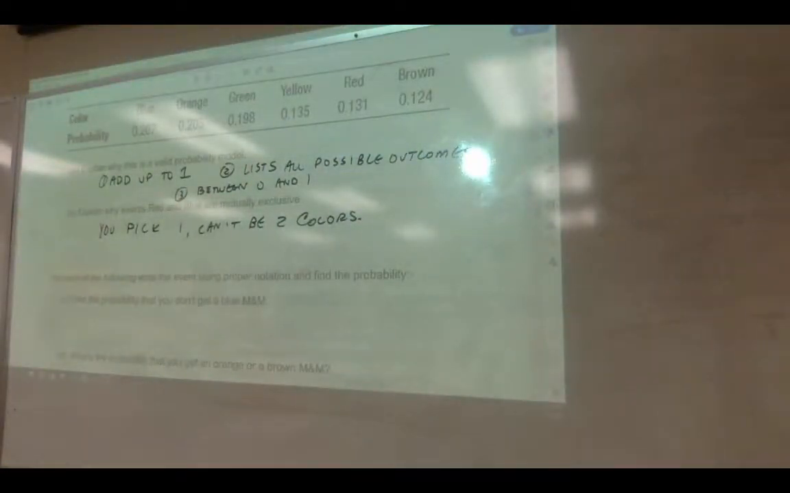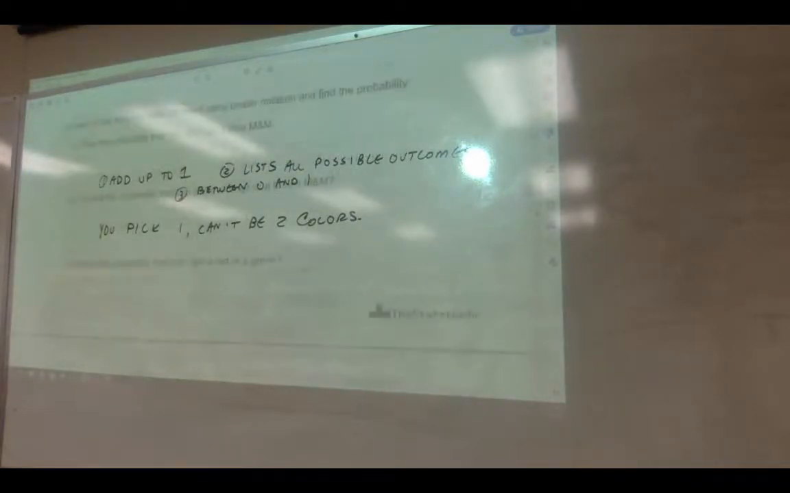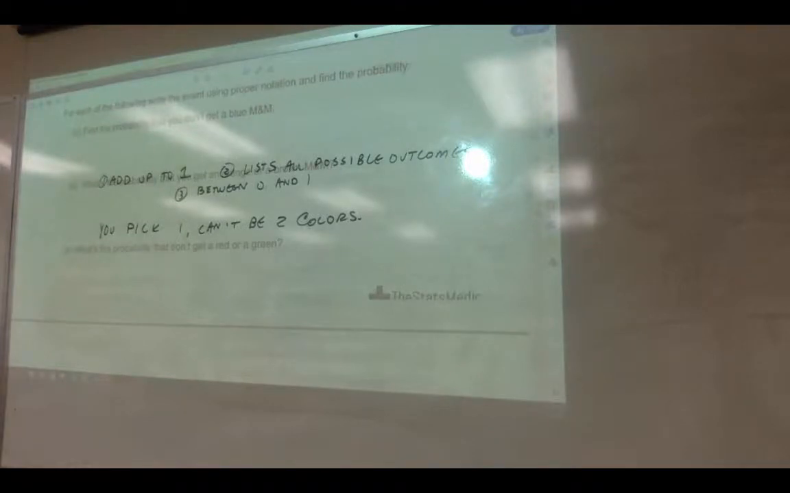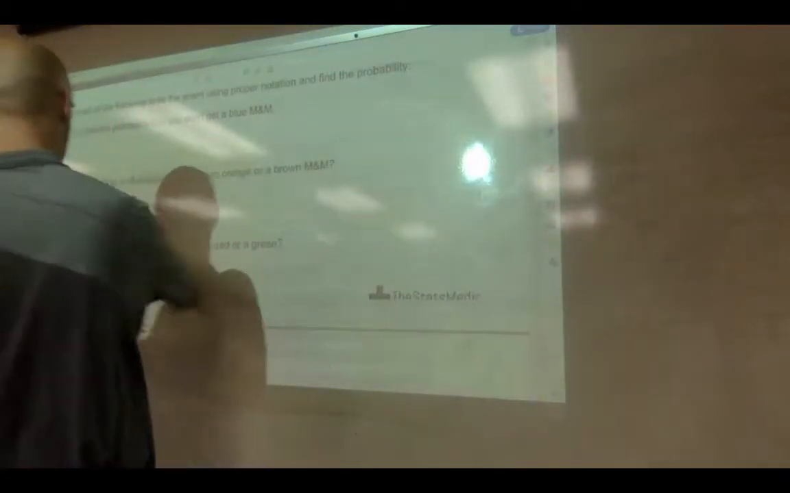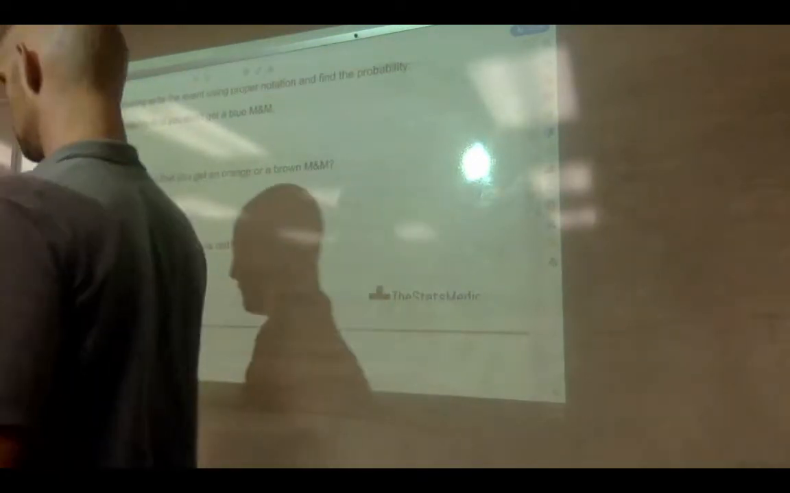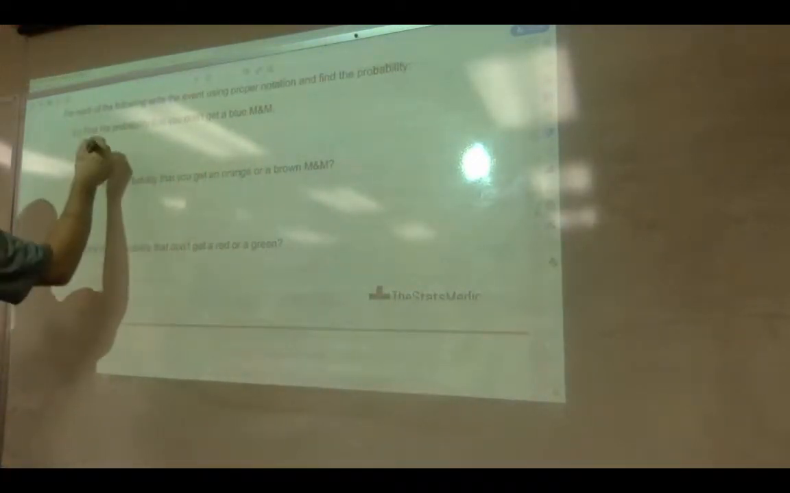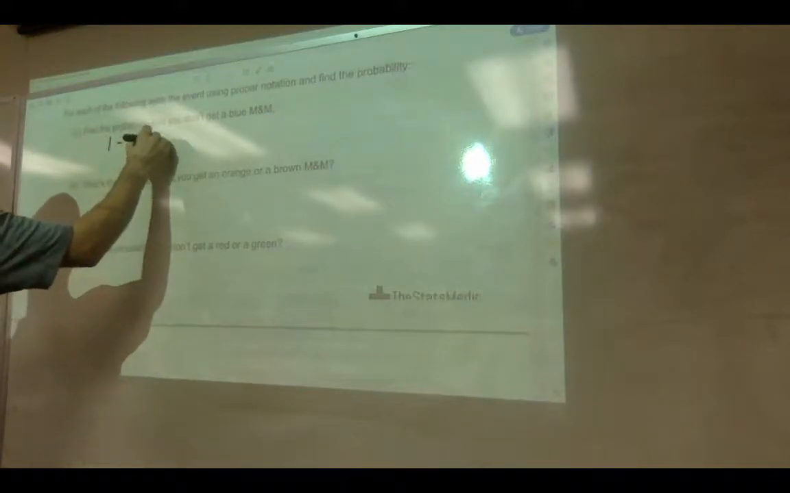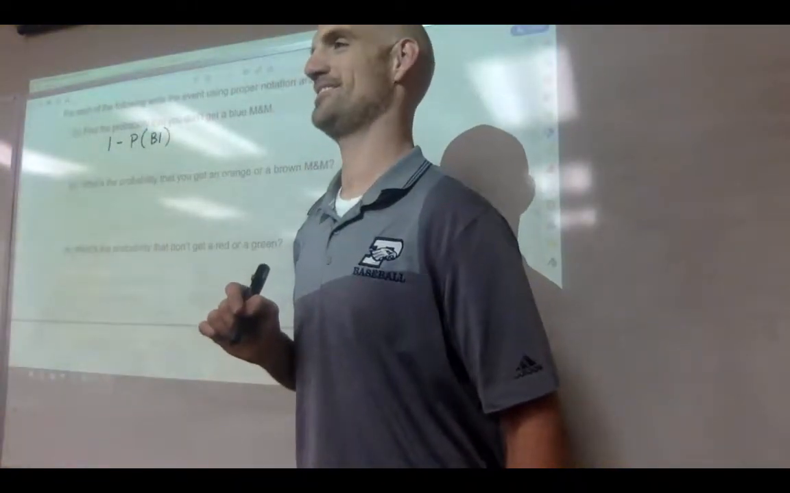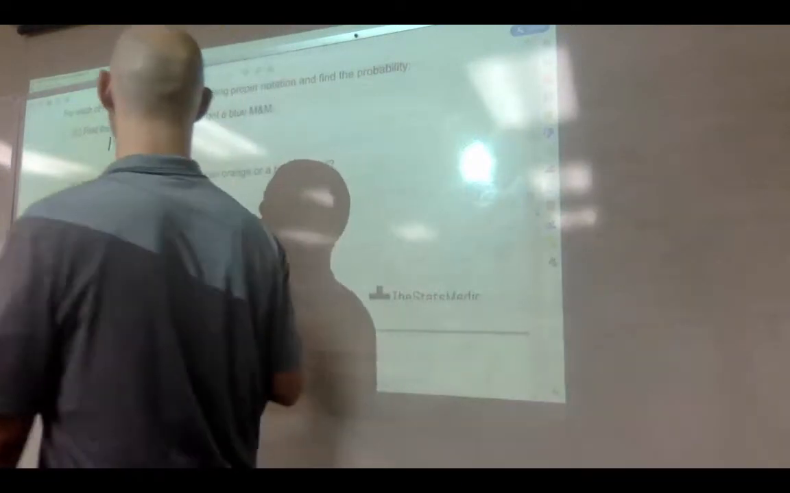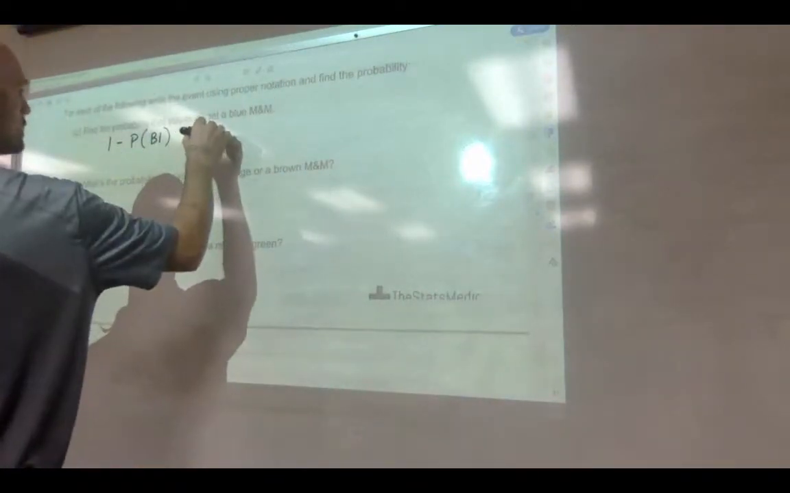Moving on. Find each of the following events using proper notation and write the probabilities. You've probably got the number right, but let's review the notation as well. Find the probability that you don't get a blue M&M. How did you write that? How did you do notation on that? You subtract the blue from 1. 1 minus the probability of blue, like that? Yes. Not exactly. You just do 1 minus 0.207.